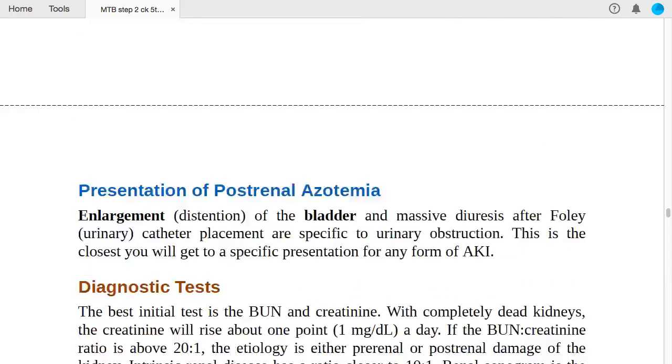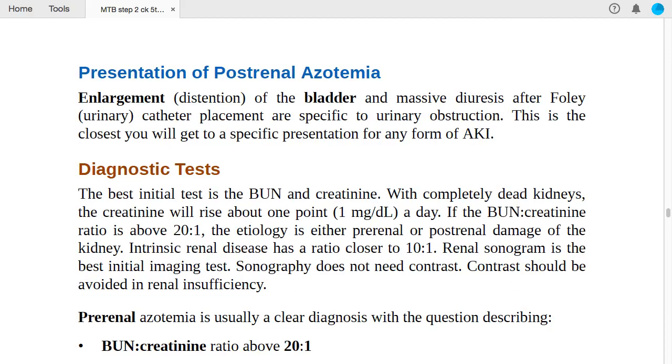Presentation of post-renal azotemia. If the patient is having post-renal azotemia, how is your patient going to present? There will be enlargement or distension of the bladder and massive diuresis. It's post-renal, so you're going to see massive diuresis.